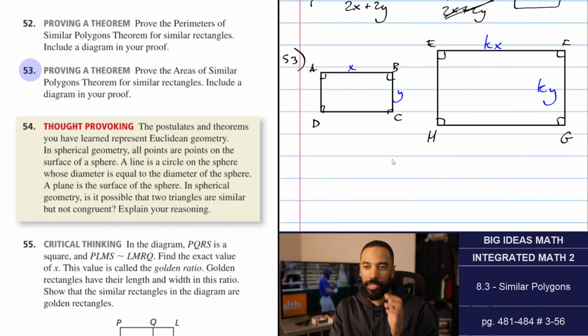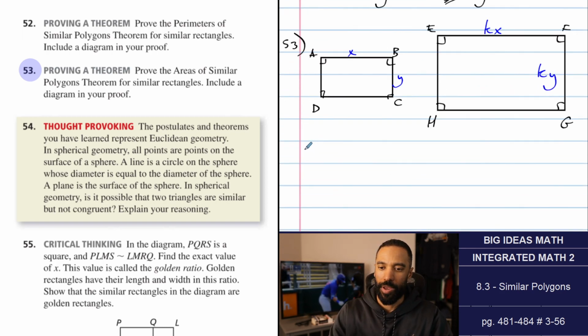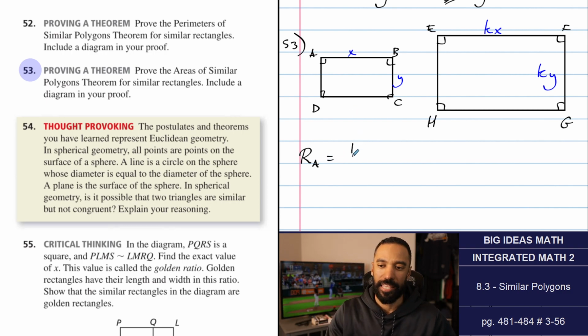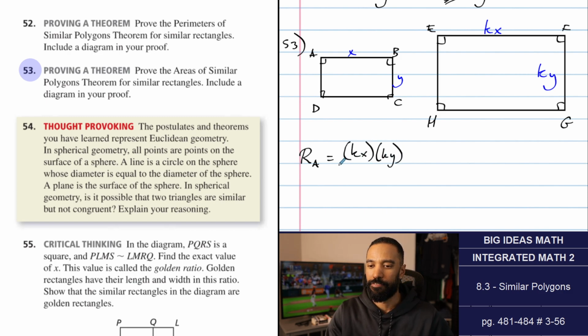Okay, so here, let's consider the ratio of areas. What we know is that we can take this k times x, multiply it by k times y, and divide it by this x times y.